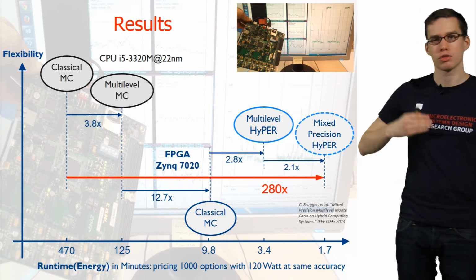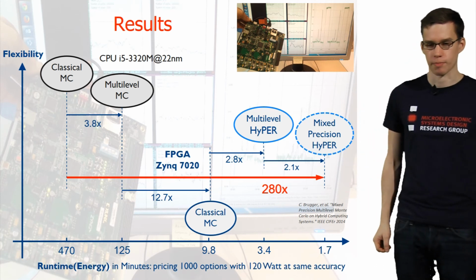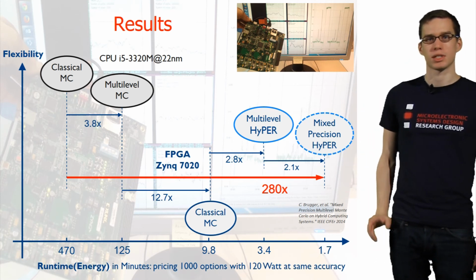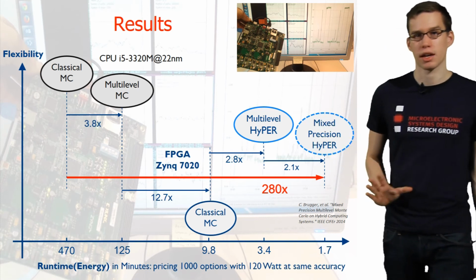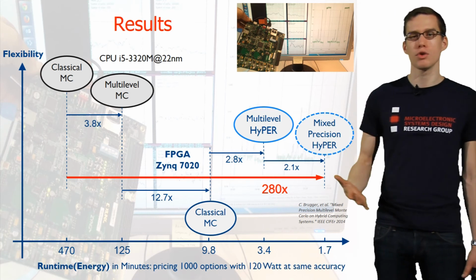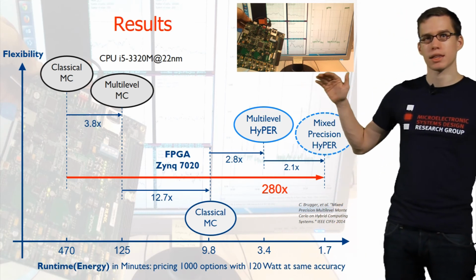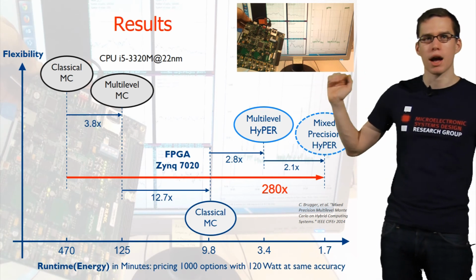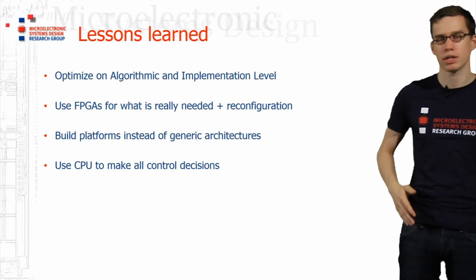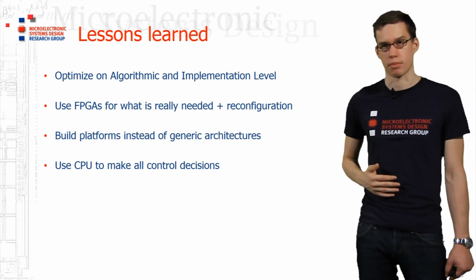Now, let me conclude what I have told you about. And I want to really stress some lessons learned. This work has been very, very exciting for me, and I've really seen the power of the FPGA, a new power of the FPGA. The first thing that I learned is how powerful it is to optimize on algorithmic and implementation level at the same time.